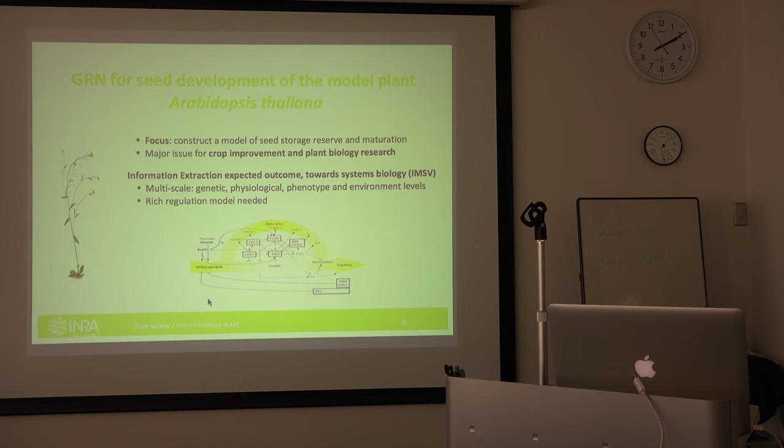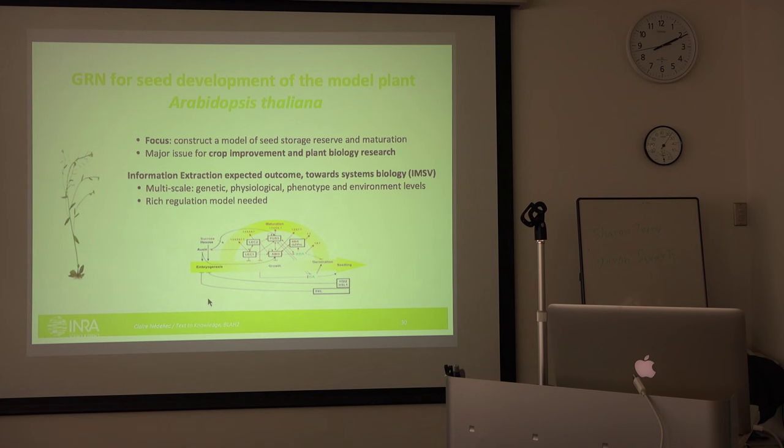I said I would show you a more complex example. It's an example about Arabidopsis thaliana, which is a model plant. The focus here was to construct a model of seed storage, reserve, and maturation. The idea is to study how the seed builds this reserve and what kind of molecular and physiological mechanism is behind it. And it's very complex, not only in Arabidopsis thaliana, but in general. This is just an example of the complexity at multi-scale levels.